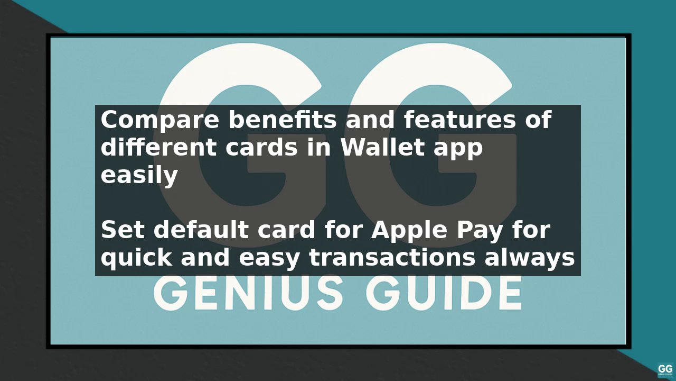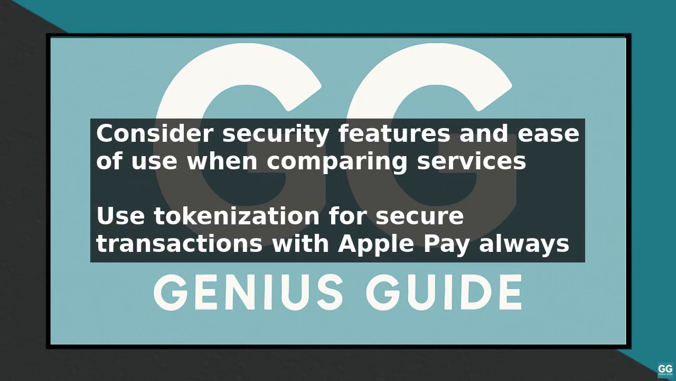To compare Apple Pay with other mobile payment options, consider the security features, ease of use, and acceptance of each service. Apple Pay uses tokenization to secure your transactions, which means your actual card number is not stored on your iPhone or shared with merchants. This provides an additional layer of security and protection against fraud.